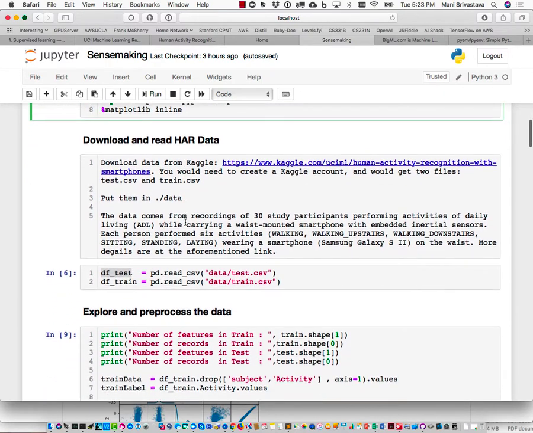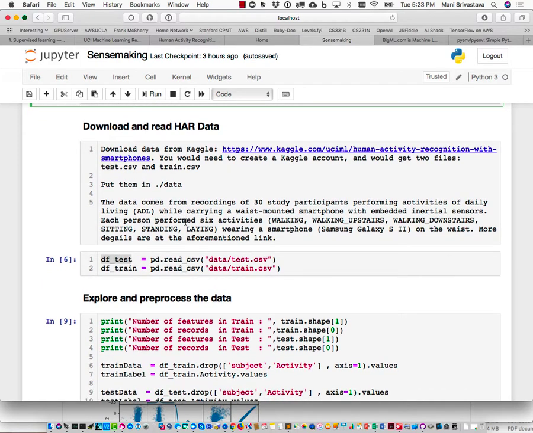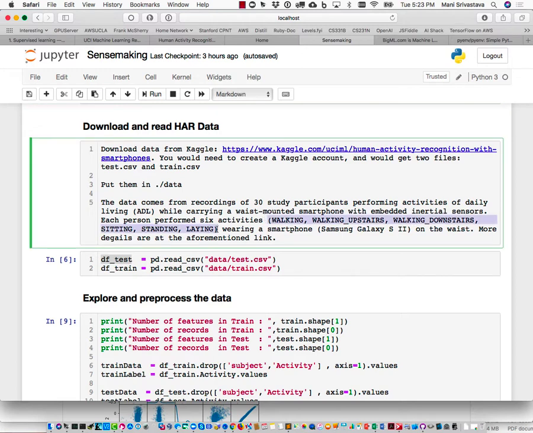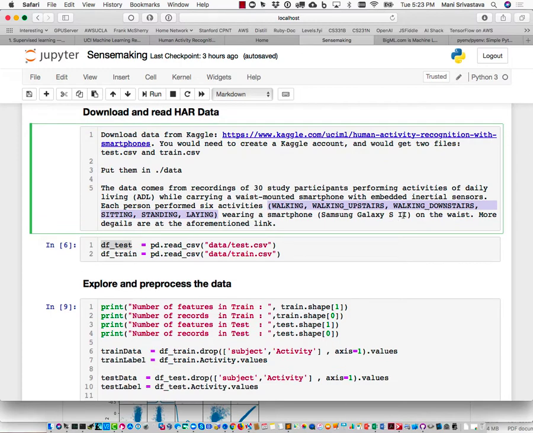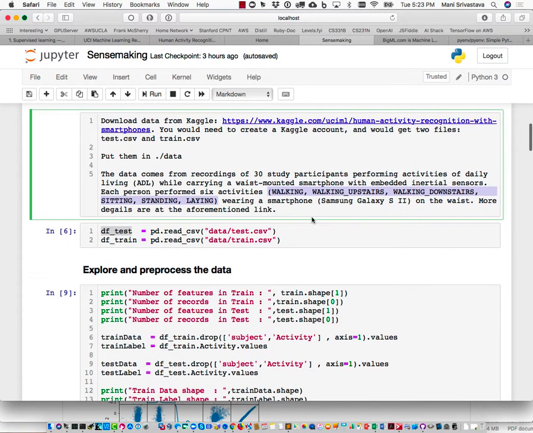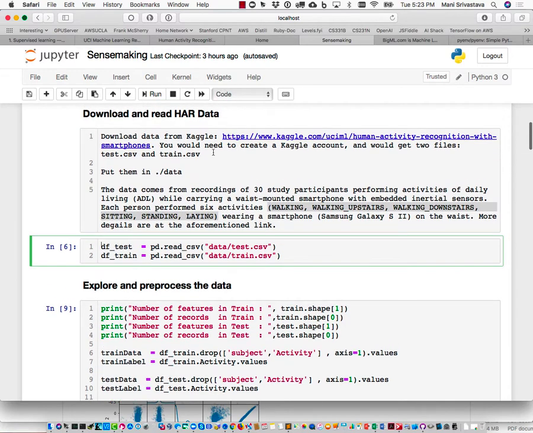The first thing we do is download and read the HAR data, the human activity recognition data. In this data set, the users were doing one of six activities: walking, walking upstairs, walking downstairs, sitting, standing, and laying, while they had the phone tied to their waist, to their hips. It's an old data set, so a pretty old phone. Before that, you have to download the data from Kaggle. Unfortunately, they require you to sign up before you can download the data, so you have to do that.